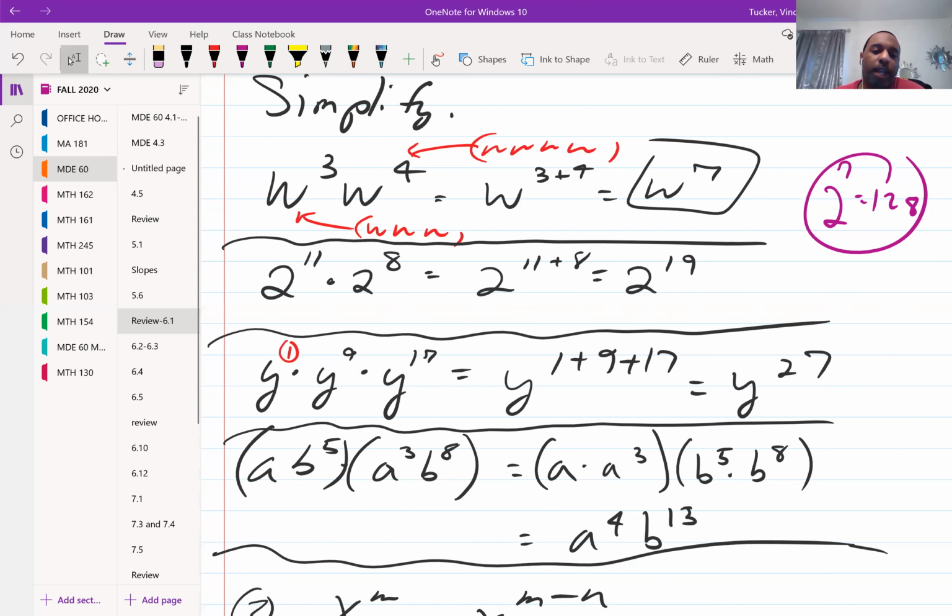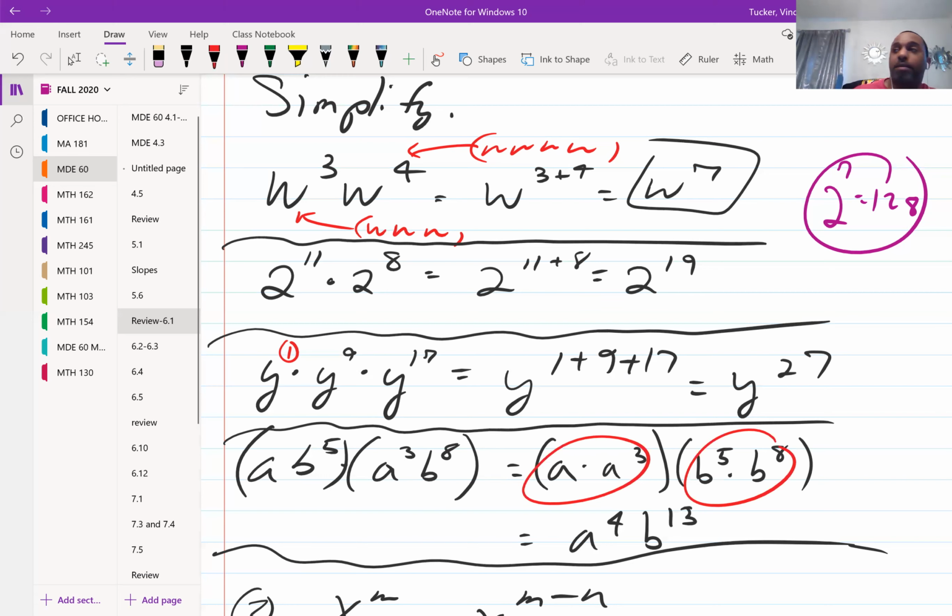Then the next one, a times b, well, a b to the 5th power, a cubed b to the 8th power. So notice what we did here. Remember, this rule only applies to like bases. If your bases are not alike, then you cannot add your exponents. So what we did was we put the a's together and then put the b's together.